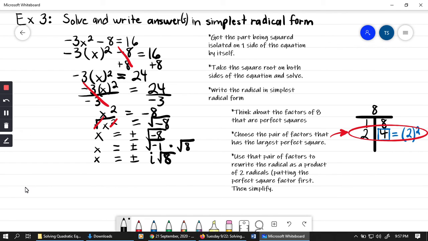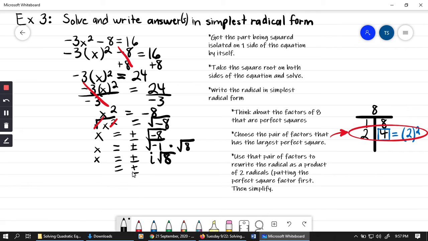Alright, so when we consider those factors of 8 and look at the ones that are perfect squares, there's only one factor of 8 that's a perfect square. And so here it's pretty easy to choose the pair of factors that has the largest perfect square. So we're choosing the pair that has 2 and 4 in it. We want to use that pair of factors to rewrite this radical as a product of two radicals, putting the perfect square first.